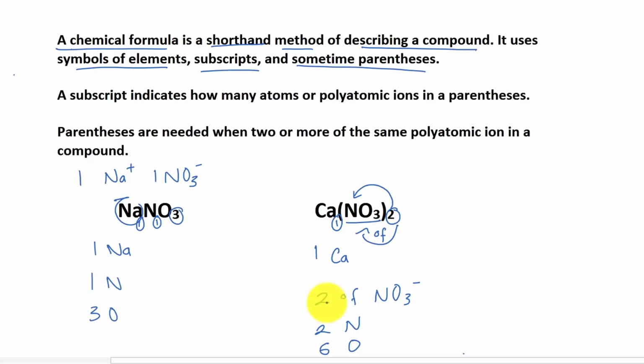So again, be careful with the parentheses. That number right after the parentheses tells you how many of what's inside the parentheses there are. So be careful with that. In this case, we have 2 of the ions of NO3, which is nitrate. What about how many calcium ions do we have? It's just going to be 1 calcium with a 2 plus. And that is how parentheses are used in a chemical formula.